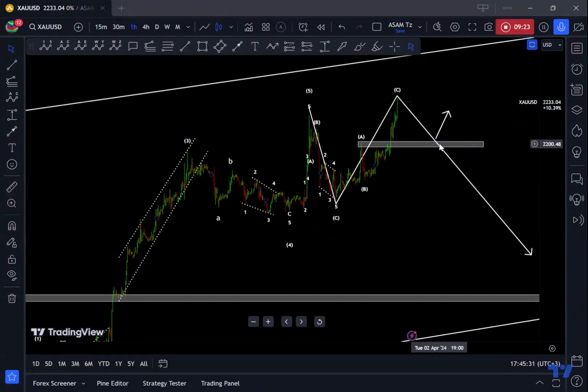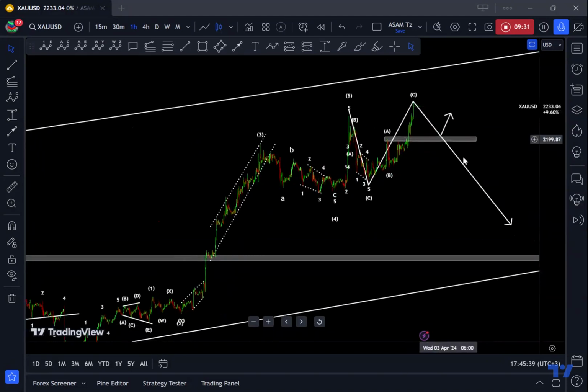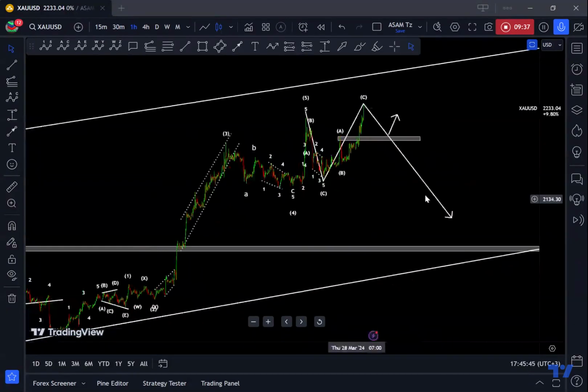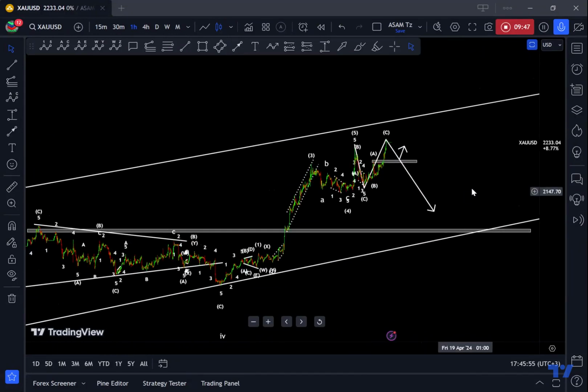But in most cases, if price is down here below 2200, you can take those sells, and they will be at least long-term sells. At least for the whole week, we can be holding or catching those sells until the price retests those levels down here around 2077 or 2080 something. So that's the projection, that's the analysis.